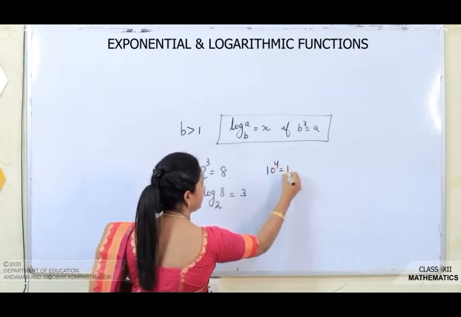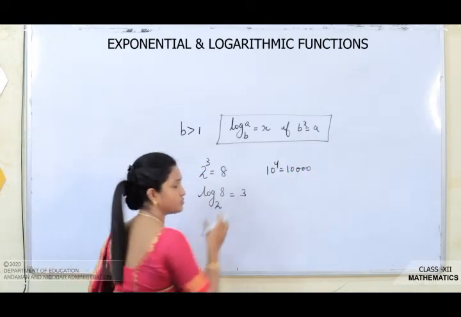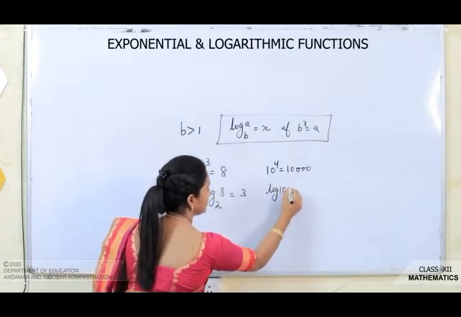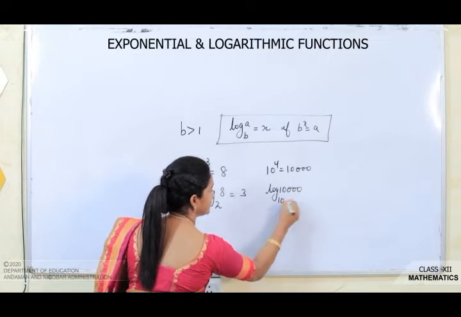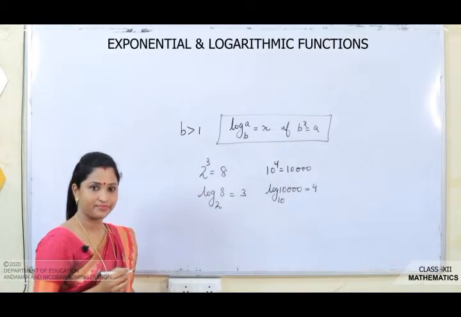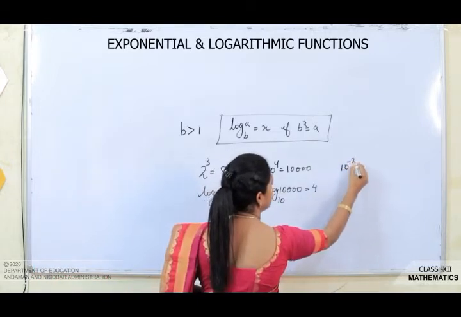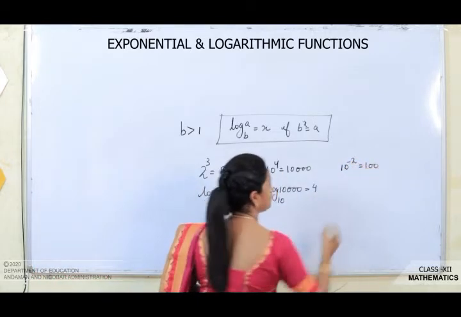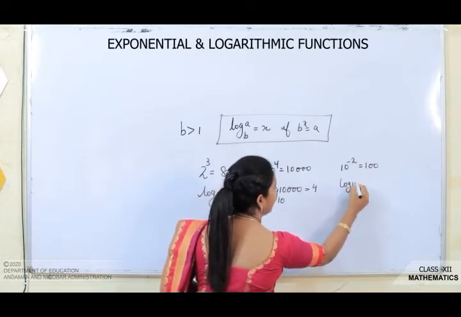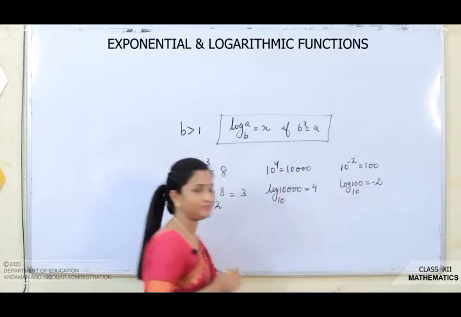One more we will see. 10 to the power 4 is 10,000. How can we write it in terms of logarithm? Log 10,000 to the base 10 is equal to 4. Clear? One more we can see. 10 to the power minus 2 is equal to 1 by 100. So, log of 1 by 100 to the base 10 is equal to minus 2.